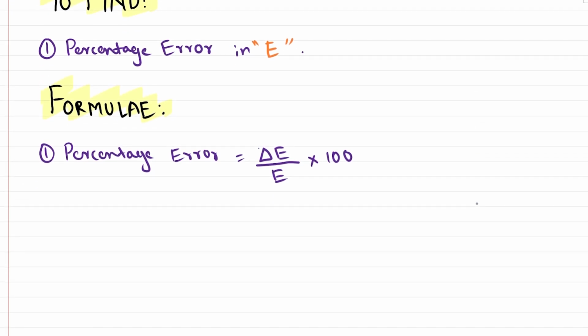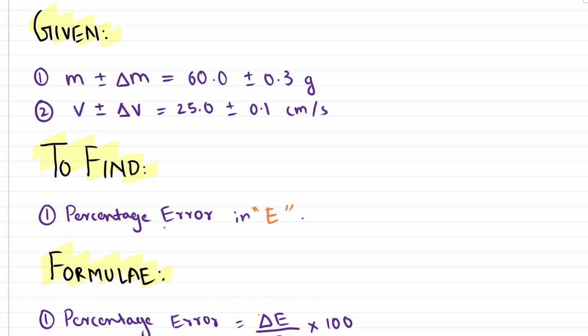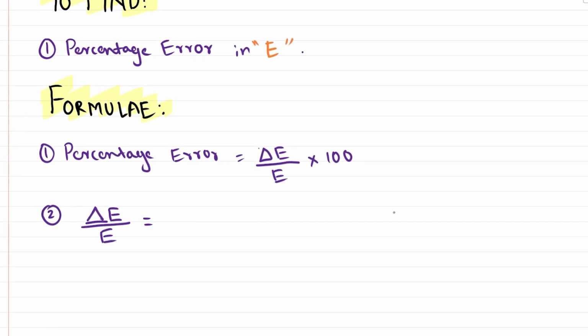Then what sort of formula can we use to calculate this relative error? Well, we know the formula for relative error. If I were to find delta E upon E, it would be the addition of the relative errors in the quantities from which this kinetic energy is derived.